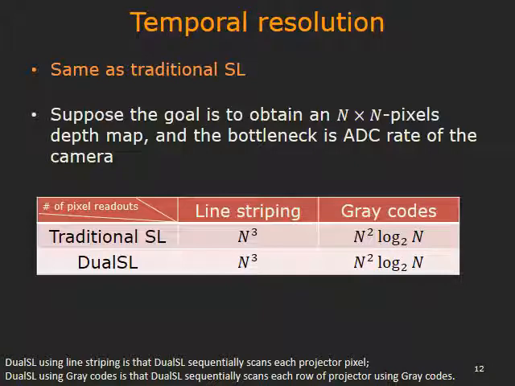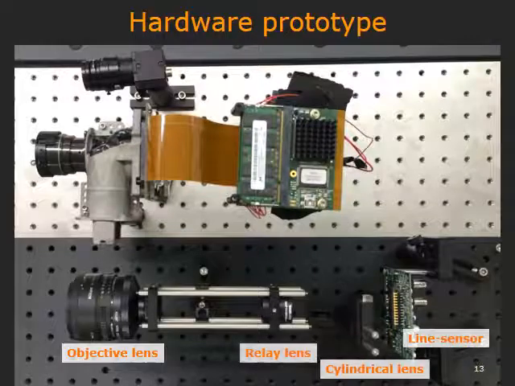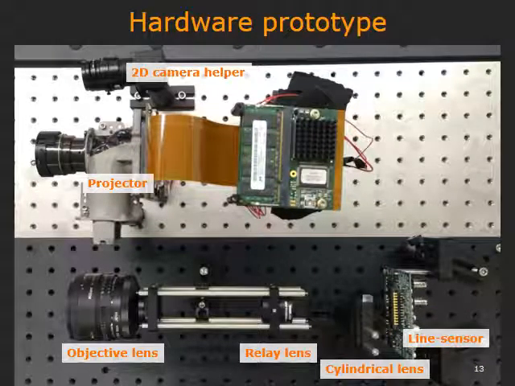The temporal resolution of dual structured light is the same as a traditional structured light system. Both systems require n cubed pixel readouts to obtain an n by n depth map using line striping, and n squared log n pixel readouts using Gray codes. Here we show a hardware prototype. Notice that we have added a 2D helper camera to help with calibration as well as evaluate the accuracy of our system.